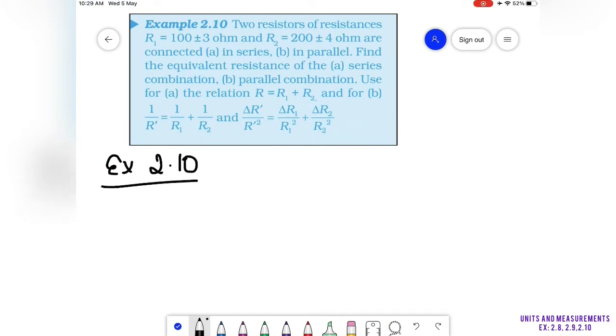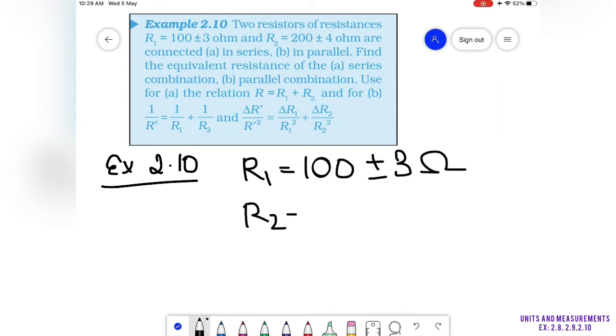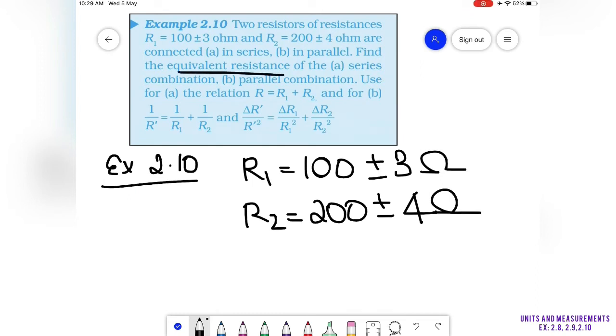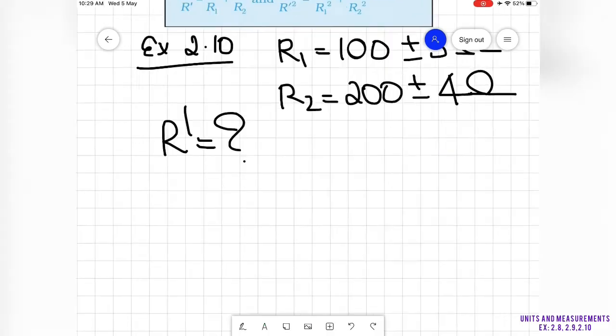Let's solve example 10. The question here is: two resistors of resistance R1 equal to 100 plus or minus 3 ohm, R2 equal to 200 plus or minus 4 ohm. So these are the given values, right? The question is, they are connected in series and in parallel. Find the equivalent resistance when it is connected in series and in parallel. So we've been given the relations that have to be used.